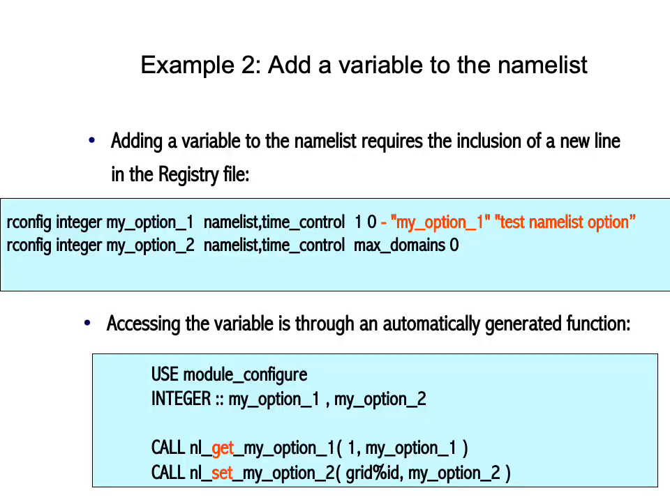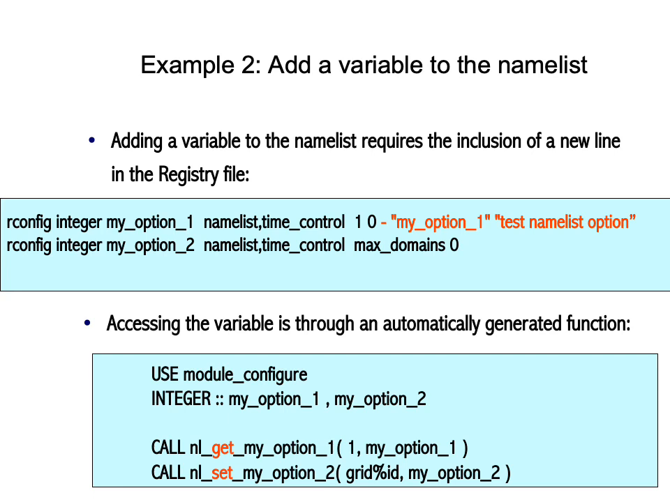Here's the example that we're going to do. We're going to add 2 new variables in the namelist. The namelist new variables are going to be called my_option_1 and my_option_2. My_option_1 and my_option_2 are both going to be integers. They both are going to go into the time control section.